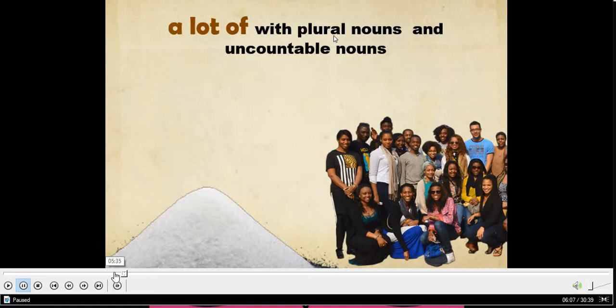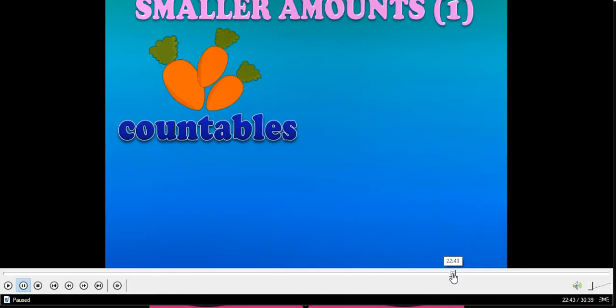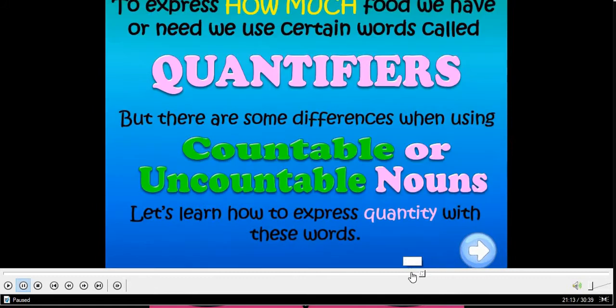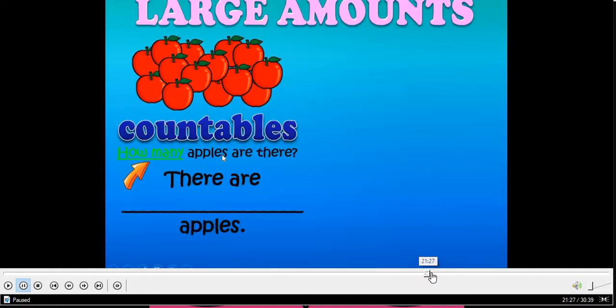Okay, now what are the quantifiers? Quantifiers are words I use to show the amount I have from countable or uncountable. How? If you are talking about countable nouns, for example, if you have apples, and you are using a sentence which is a question you want to ask, how many apples are there? You have to use many. With countable nouns, we use many.